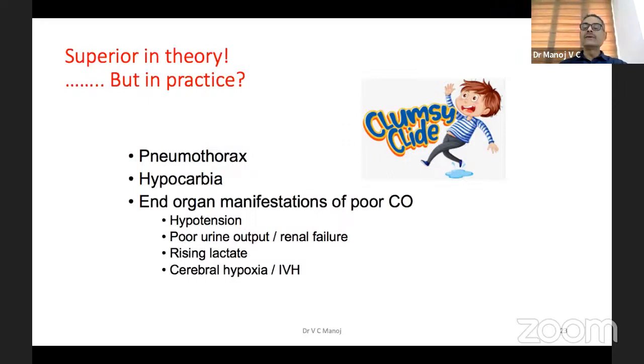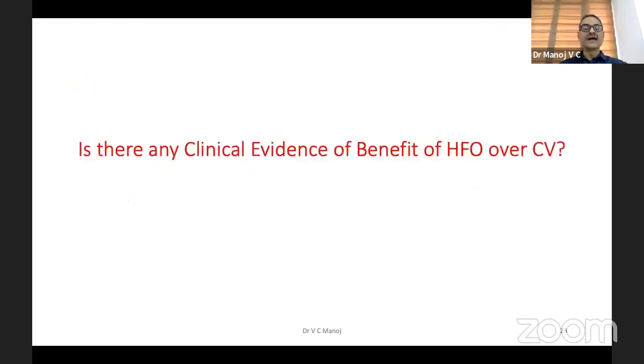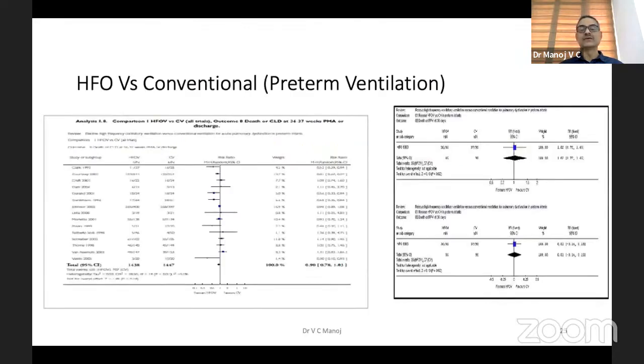So in practice, people in the previous era used to see that HFO was not superior. When you have that contradiction between theory and practice, let's look at the evidence. Is there any clinical evidence of benefit of HFO over conventional ventilation? Well, this is a meta-analysis from the beginning of this century, and we see that the diamond is just in the middle, which means that it favors neither HFO nor conventional ventilation. So there is no superiority as far as evidence is concerned.